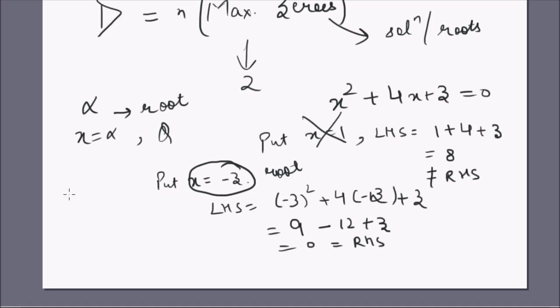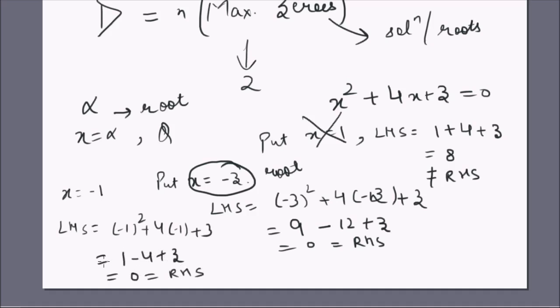Similarly, for the given quadratic equation, if x equal to minus 1, we have LHS equal to (minus 1) whole square plus 4 into minus 1 plus 3, which gives us 1 minus 4 plus 3, which is again 0, equal to RHS, and hence the other root of this quadratic equation is minus 1.